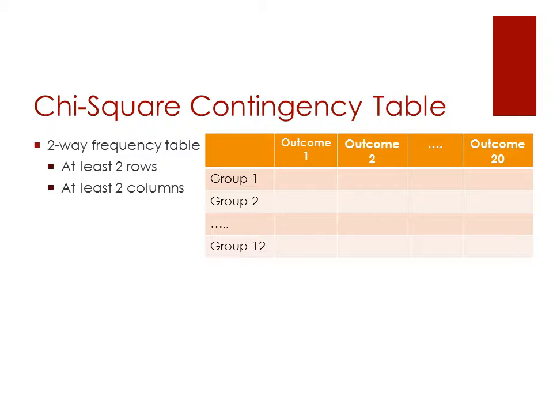And then along the top, we see the columns, those are the outcomes. And again, you could really have an infinite number of outcomes. However, at its very basic, a chi-square contingency table is going to have at least 2 rows, ergo 2 groups, and at least 2 columns, ergo 2 outcomes that you're going to be looking at.